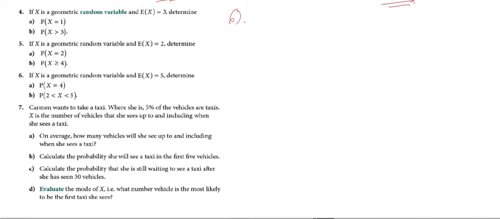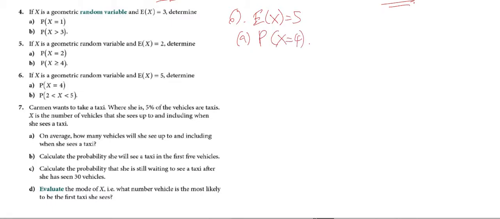Probability question 6. If X is a geometric random variable and the expected value of X is given as 5, determine (a) the probability when X equals 4, and (b) the probability between 2 and 5. Let's do the first one: the probability when X equals 4.